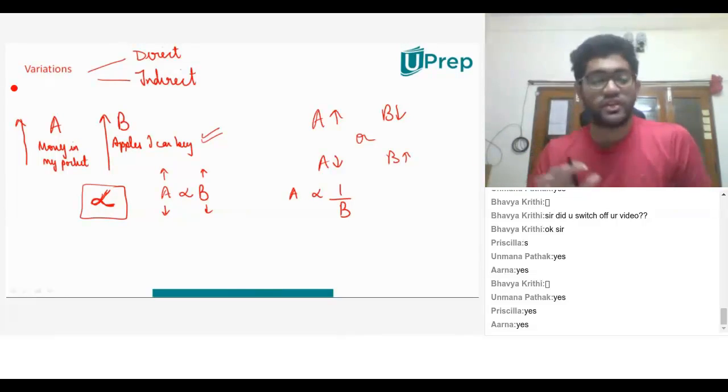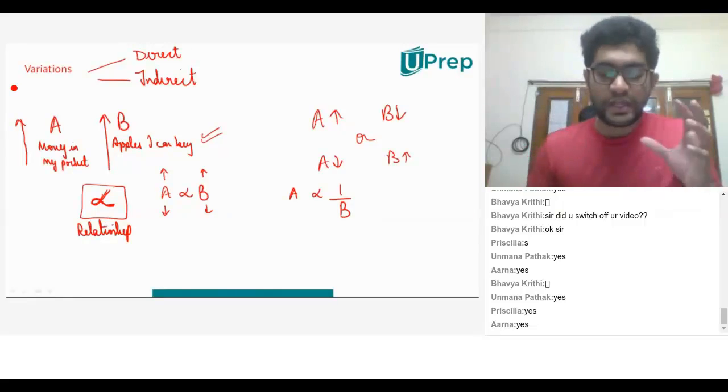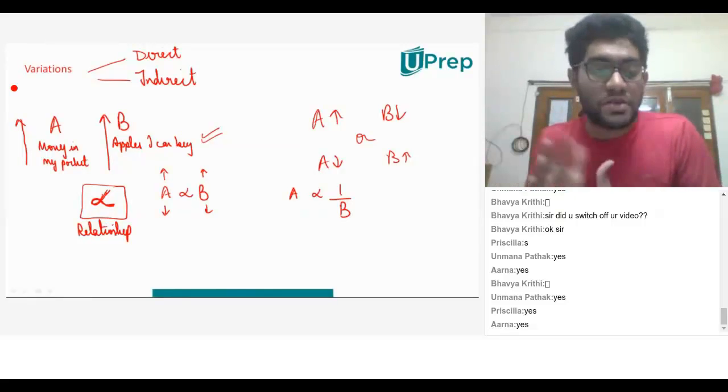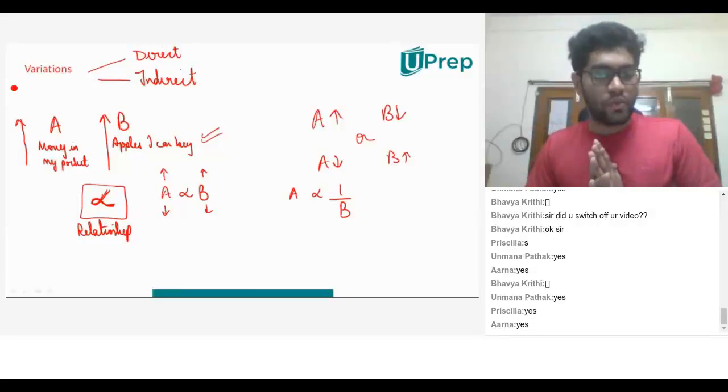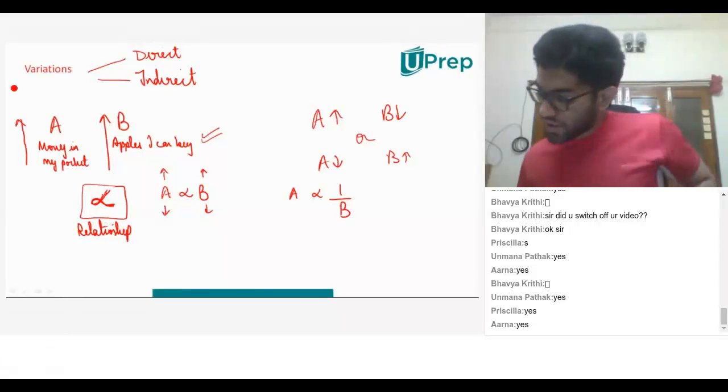Yes. This is basically telling us the relationship. That is what we were discussing. Speed and time had a relationship. The money that I have in my pocket and the apples that I bought had a relationship. We were discussing relationships. Clear? Is everyone following?